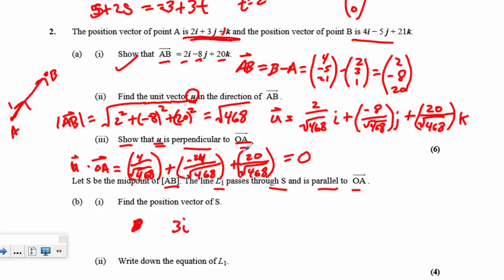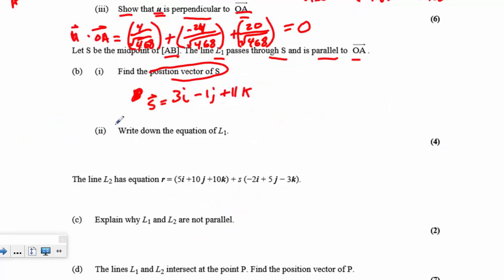That'll be 3i. Plus negative 5 and 1, that's going to be negative 2 when we add the j components, and we're going to divide that by 2, and that's going to be negative 1, so minus 1j. And then I'm going to have 1 plus 21, which is 22, divide that by 2, which is 11. So this will be 11k. This is actually the vector equation for S. This is it right here. It's 3, negative 1, and 11. That's the actual components of the position vector for S. This is correct. Okay. Now they want me to go a step further here. Write down the equation of L1. They've told me that L1 passes through S and is parallel to OA.